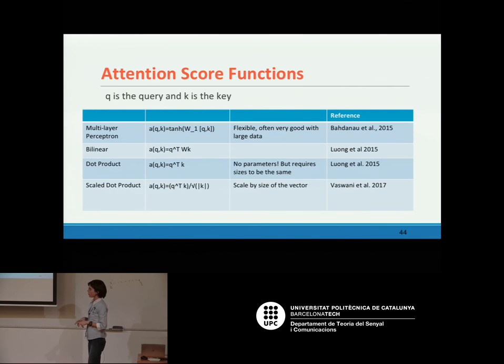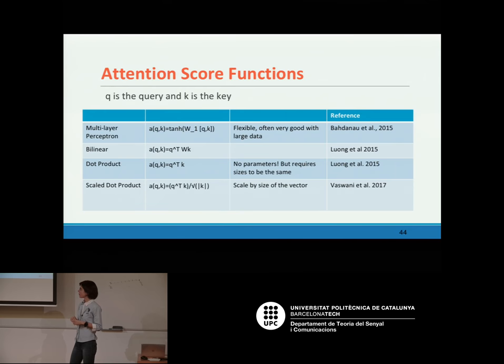This attention function, one of them is through a multilayer perceptron, which was the one first proposed. It is trainable, and you have the weight matrix and the hyperbolic tangent. It's flexible and works well for neural machine translation, and in fact, Bahdanau et al. 2015 was the first system that scored better than the statistical machine translation system. This was the first proof that neural could work better than the statistical-based system.